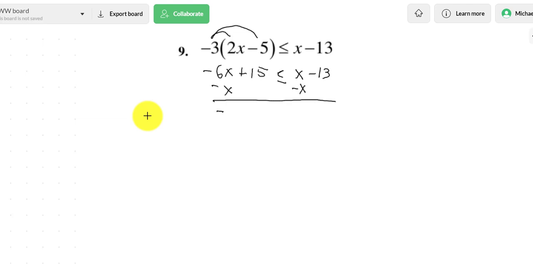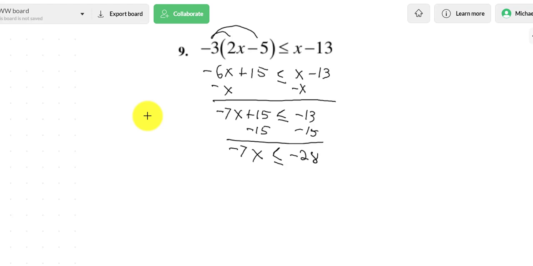So I'm left with negative 7x plus 15 is less than or equal to negative 13. Now we have x almost by itself, right? If I can subtract 15 from both sides, let's see what we get. I have negative 7x is less than or equal to, what is that, negative 28? And then again, I have to divide by a negative. So that means I have to change the direction of the inequality to get something that looks like that.